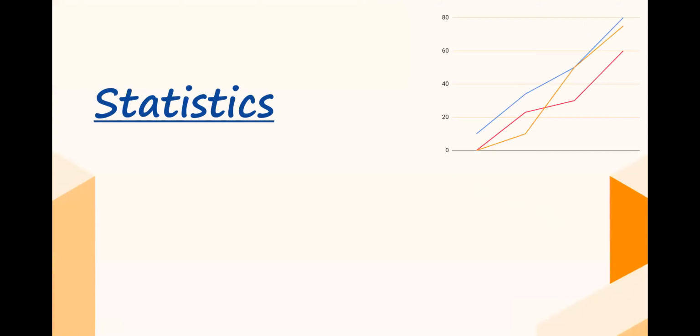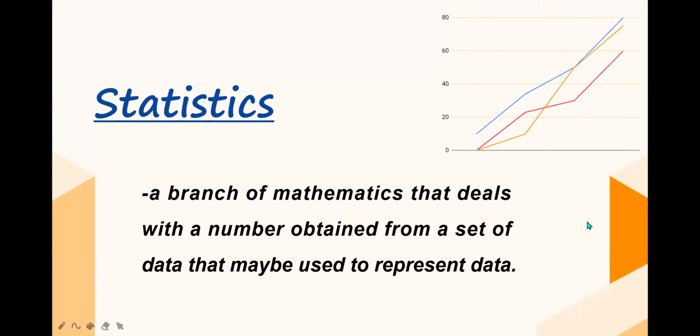Okay, but first and foremost, what is the definition of statistics? Statistics is a branch of mathematics that deals with numbers obtained from a set of data that may be used to represent data. Some statisticians use data to forecast, to predict something that will happen tomorrow, the next day, or the next year.